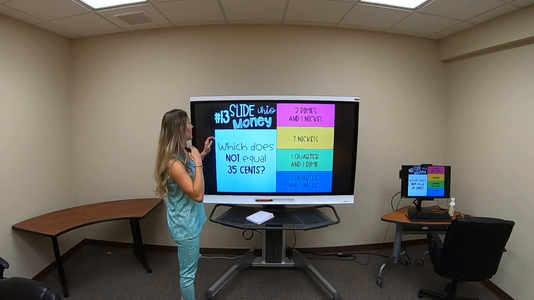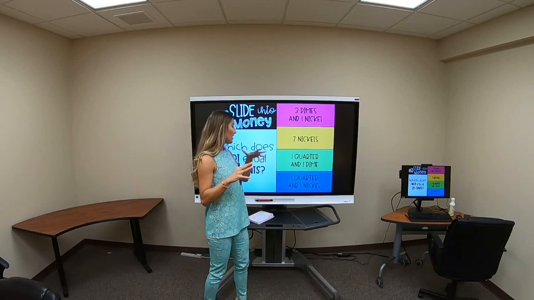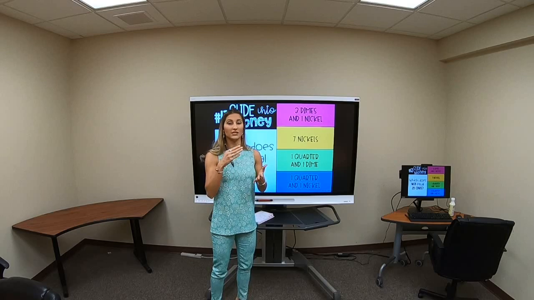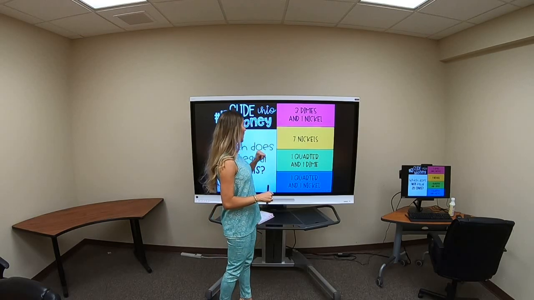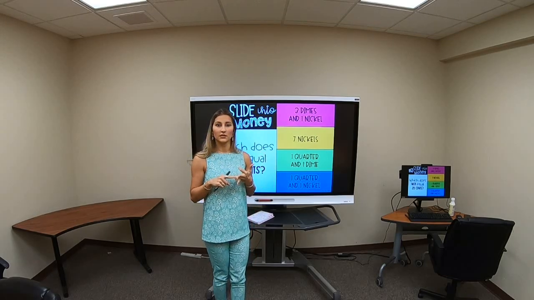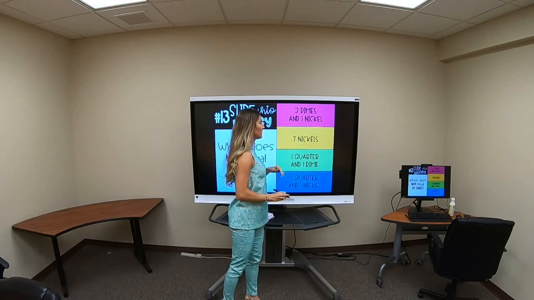Okay, now let's look at it here. We have 2 more slides after this. So which does not equal 35 cents? Which does not? You're finding the answer that is wrong. Okay, 3 dimes, that's 10, 20, 30 plus a nickel, 35. So that would be right. You mark it right. 7 nickels.